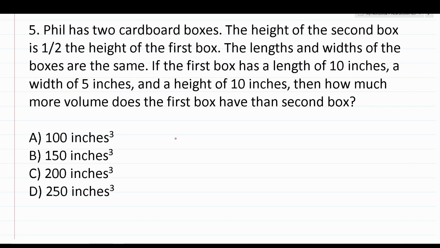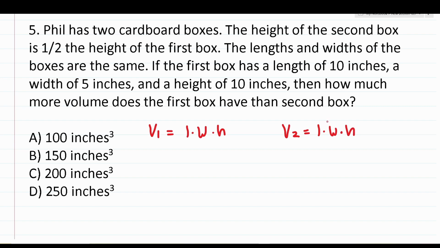So for this problem, we're comparing the volume of two cardboard boxes. As it happens, cardboard boxes are in the shape of rectangular prisms. So we can say the volume of our first box, V of 1, is length times width times height. And we're going to be comparing that to the volume of our second cardboard box, which I can call V of 2. Of course, it's a rectangular prism, so it's going to be length times width times height.